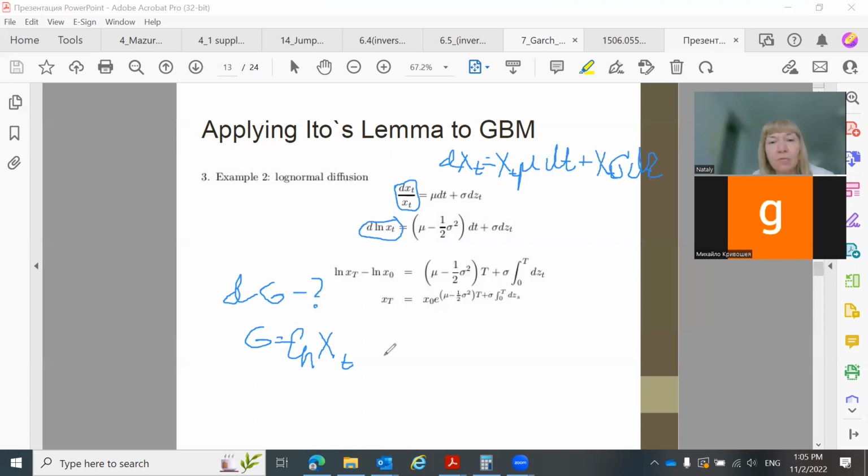And for this, you remember Ito's lemma, yes? You need to find dg with respect to dx. It's partial derivatives.